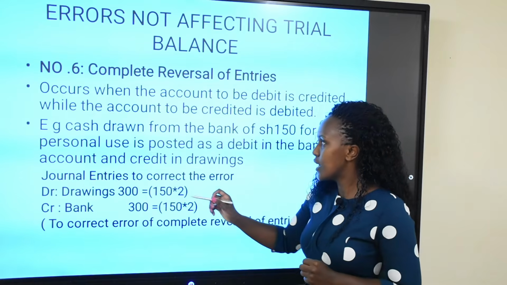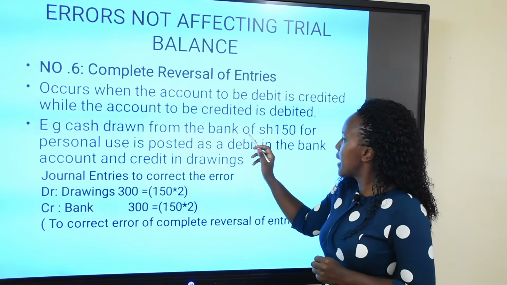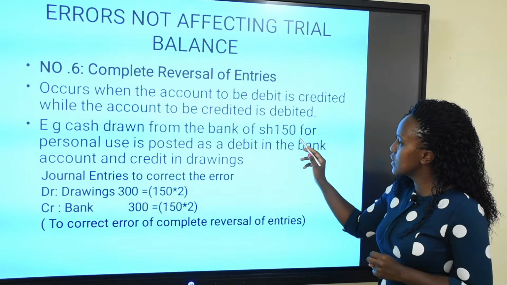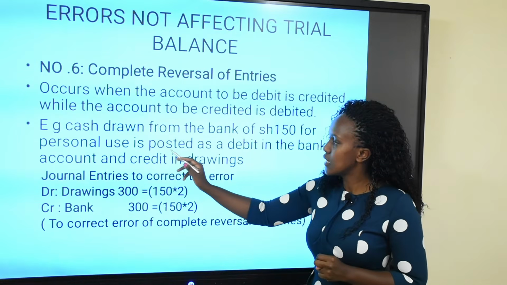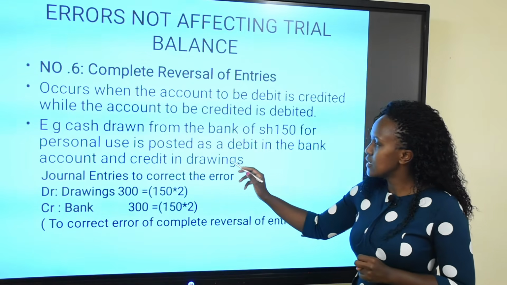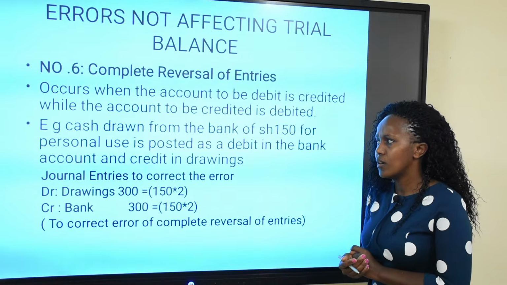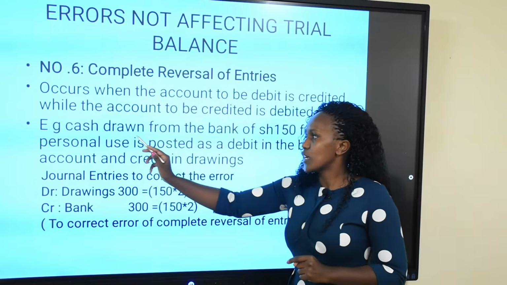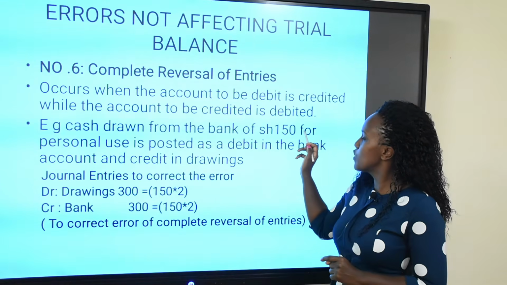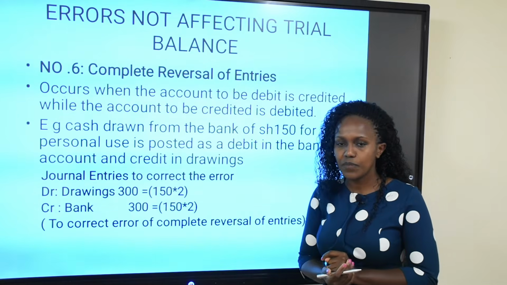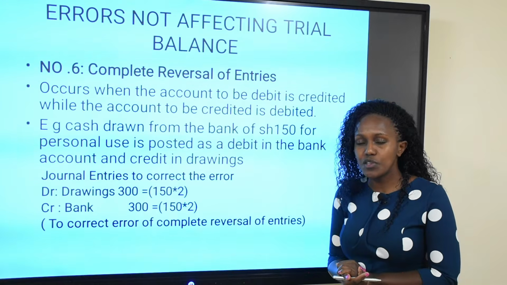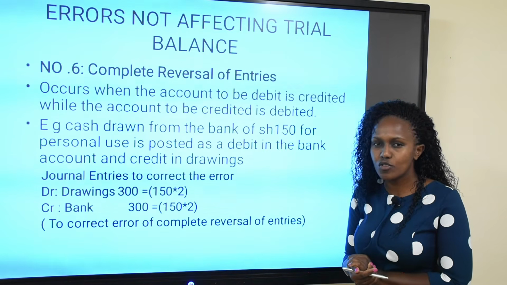For example, we have here cash drawn from the bank of shillings 150 for personal use is posted as a debit in the bank account and credit in drawings. Now, let's first of all just simply focus on the first statement here that says that cash was drawn from the bank of shillings 150 for personal use. Up to that point, let's focus on that. The proprietor or the owner of a business has withdrawn some of the money for personal use.